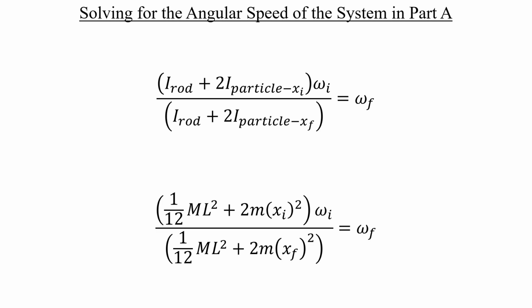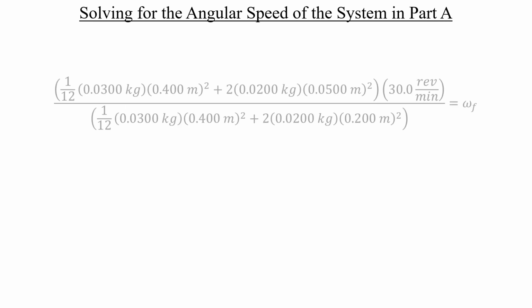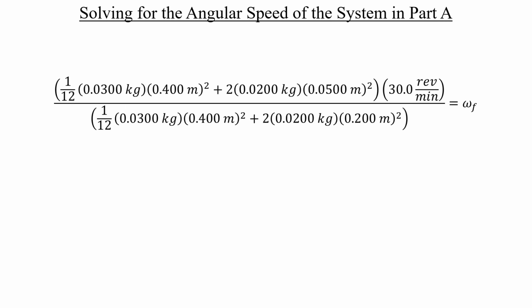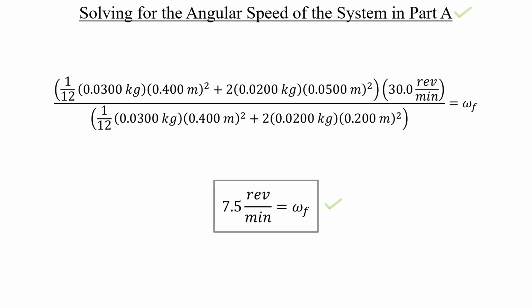Now with everything ready, we can plug in our numbers and report the final angular speed using the same units as the initial. There's no need to convert it to radians per second here. On my calculator, I get exactly 7.5 revolutions per minute. And that's our answer to part A.